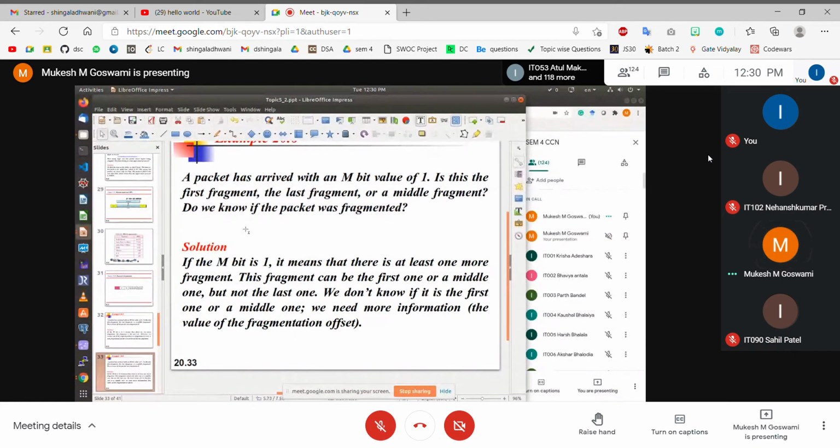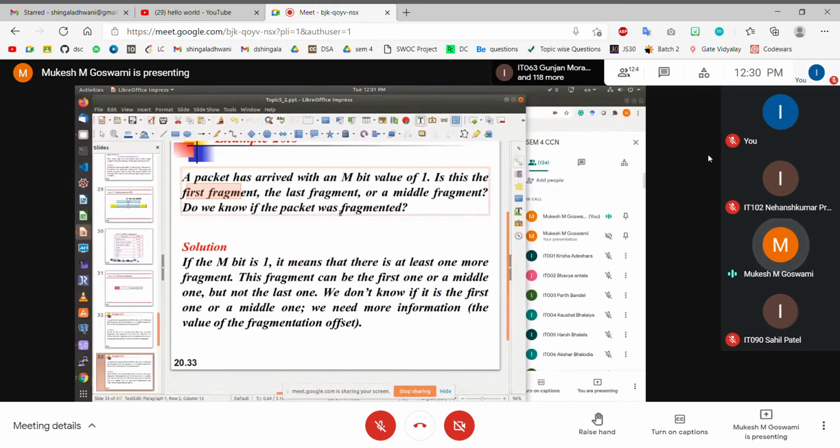Okay. M bit is equal to 1. So definitely this is not a last fragment. It is a middle fragment, or it may be the first fragment. We don't know yet, because for the first fragment also the m bit is going to be 1, because there are more fragments to come in. For middle fragments also the m bit is going to be equal to 1. So we know for sure that this packet is not the last fragment, but we are not sure whether this packet is the middle fragment or it is the first fragment, because in both the cases the value of m is going to be equal to 1.